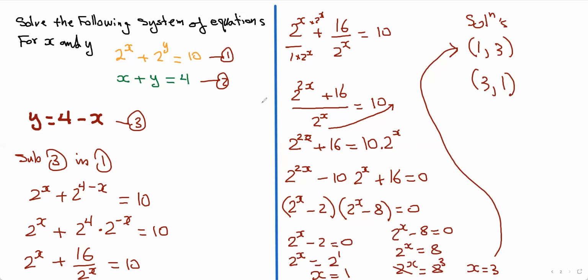You could sub it in here, and both of them will satisfy the second equation. Even if you sub them in here, 2 to the 1 is 2, 2 to the power of 3 is 8, 2 plus 8 is 10, if you want to double check. And if you want to do it the other way, 2 to the power of 3 is 8 plus 2 to the power of 1. Anyway, so that's basically what the answer is. Two interesting questions. I hope you enjoyed following the steps and you understood what I did.